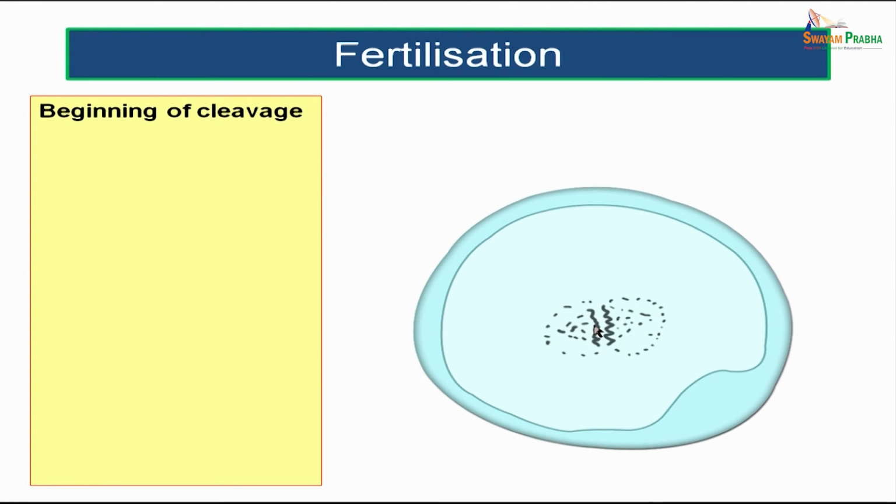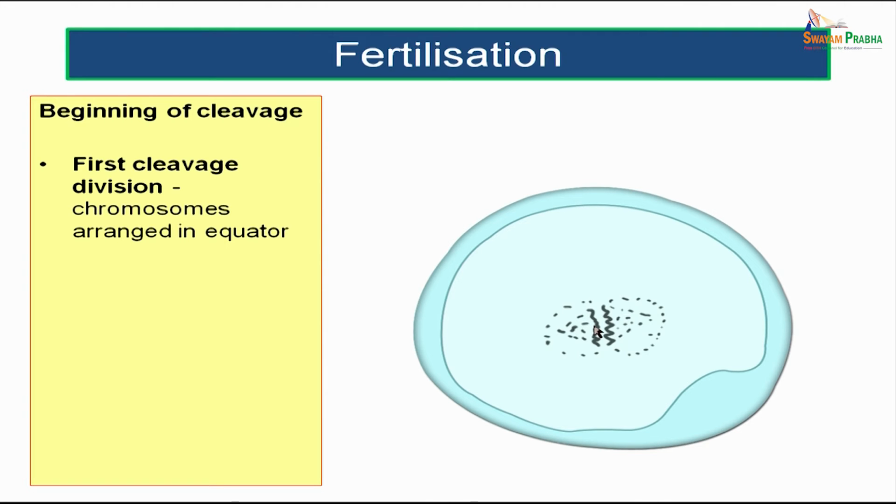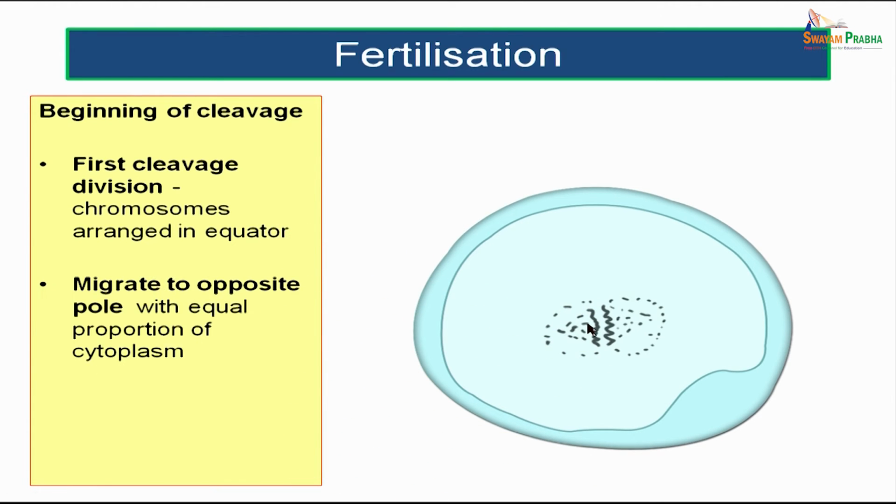Now, it is time for the cleavage division. In the first cleavage division, the chromosomes will be arranged in the equator. You can see the chromosomes arranged in the equator, and what happens after that? The chromosomes will be migrating to the poles with equal proportion of the cytoplasm. This is the entire cytoplasm of the newly formed zygote. So, the chromosomes will first arrange in the middle, later the chromosomes will be pulled towards the periphery with an equal contribution of cytoplasm to each cell.